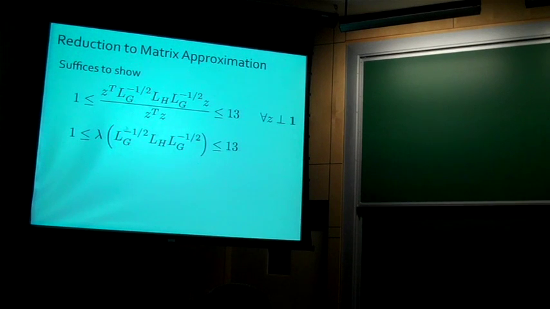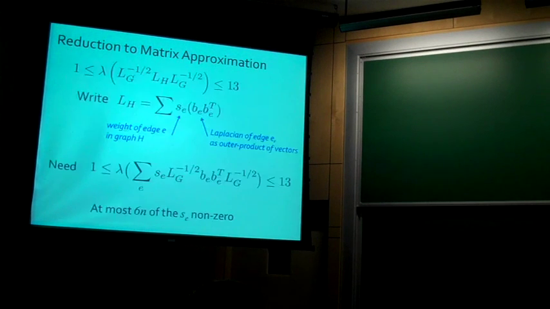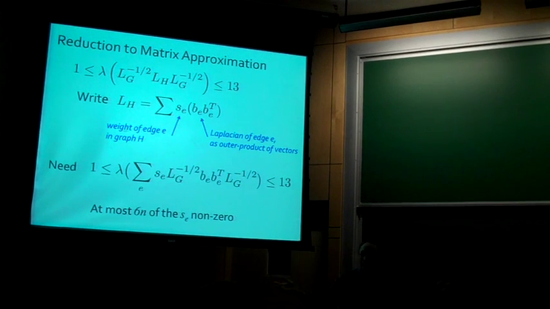Okay, so as I said, it suffices to have all the eigenvalues of this matrix between 1 and 13. Let me look at this matrix in a little bit more detail. I'm going to write the Laplacian of H. H is the matrix I'm going to construct in a special way. It's a sum of elementary matrices, one for each edge. Remember, my Laplacian of G was written as a sum of elementary matrices. Each of those is an outer product of one vector with itself. The vector, I think I wrote it before, is b_uv, but now I'm going to write it depending on the edge, so it's b_e.